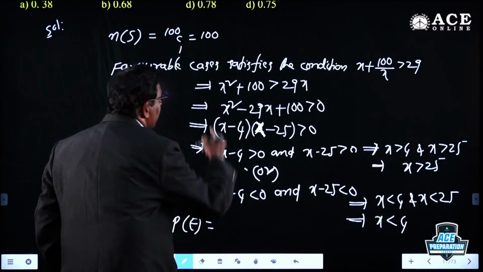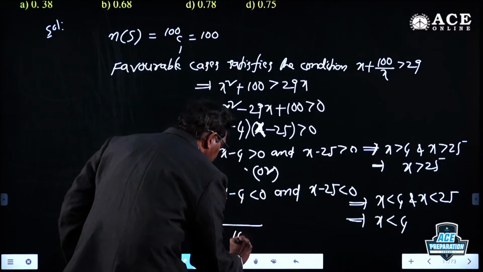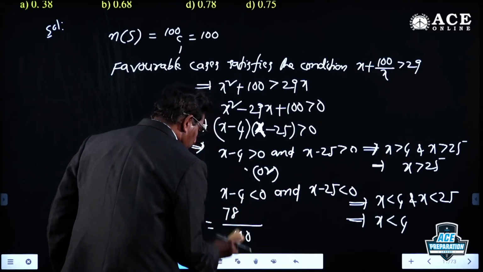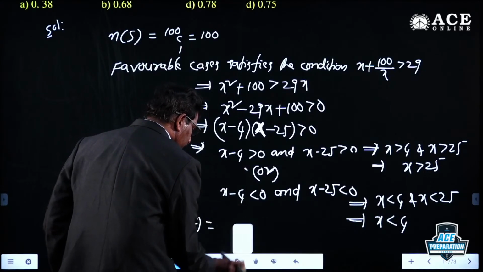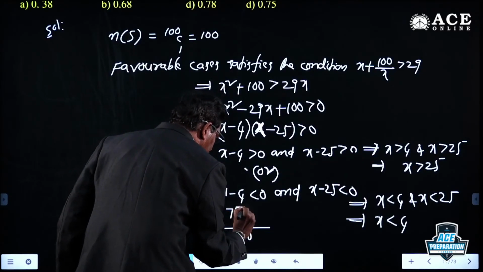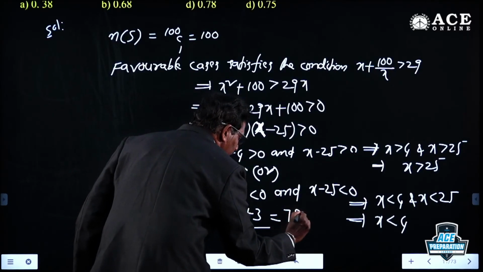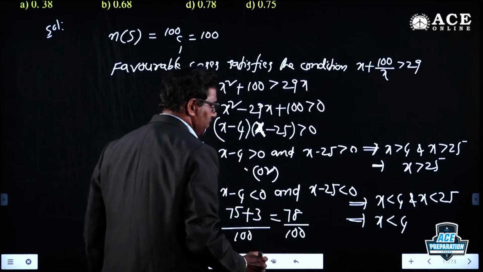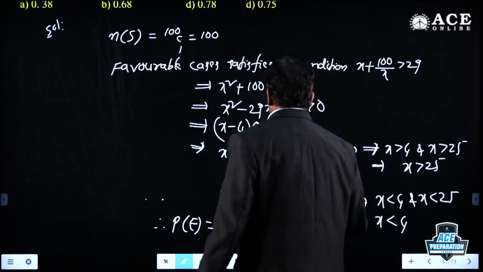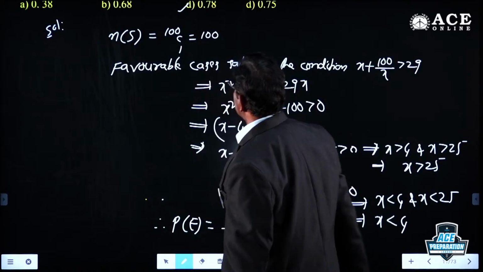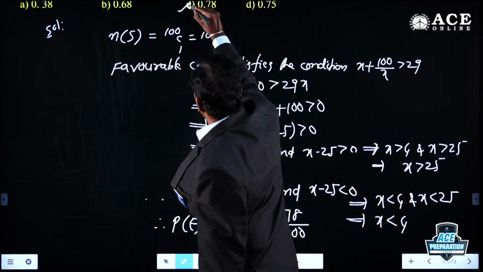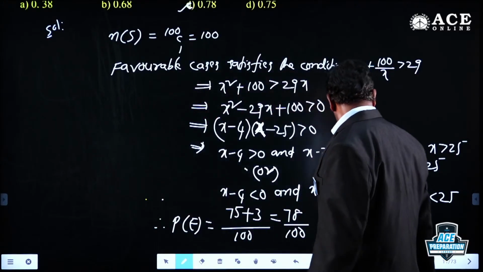Here 75, here 3. So what is the required probability? Required probability P of A. Denominator is already fixed, that is 100. Numerator is 75 plus 3, that is 78. So 78 by 100 is the answer, meaning 0.78. 0.78 is the right option, Option C. By mistake D was printed. Option C is correct here. Okay.